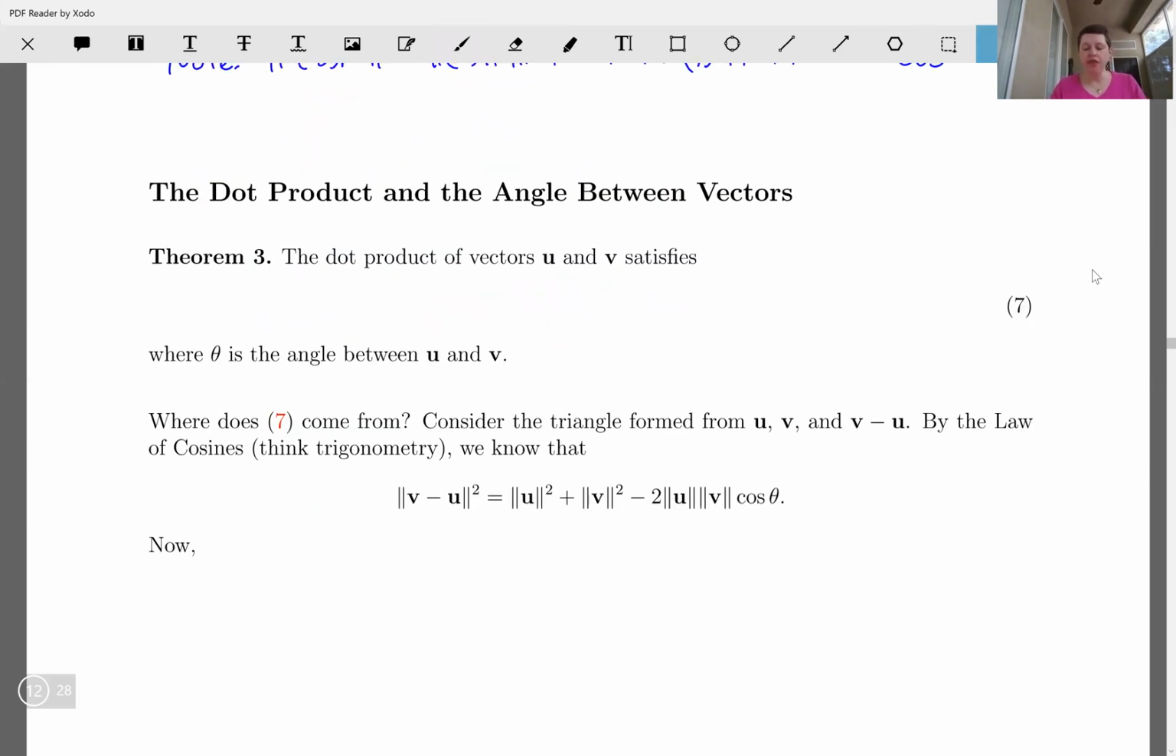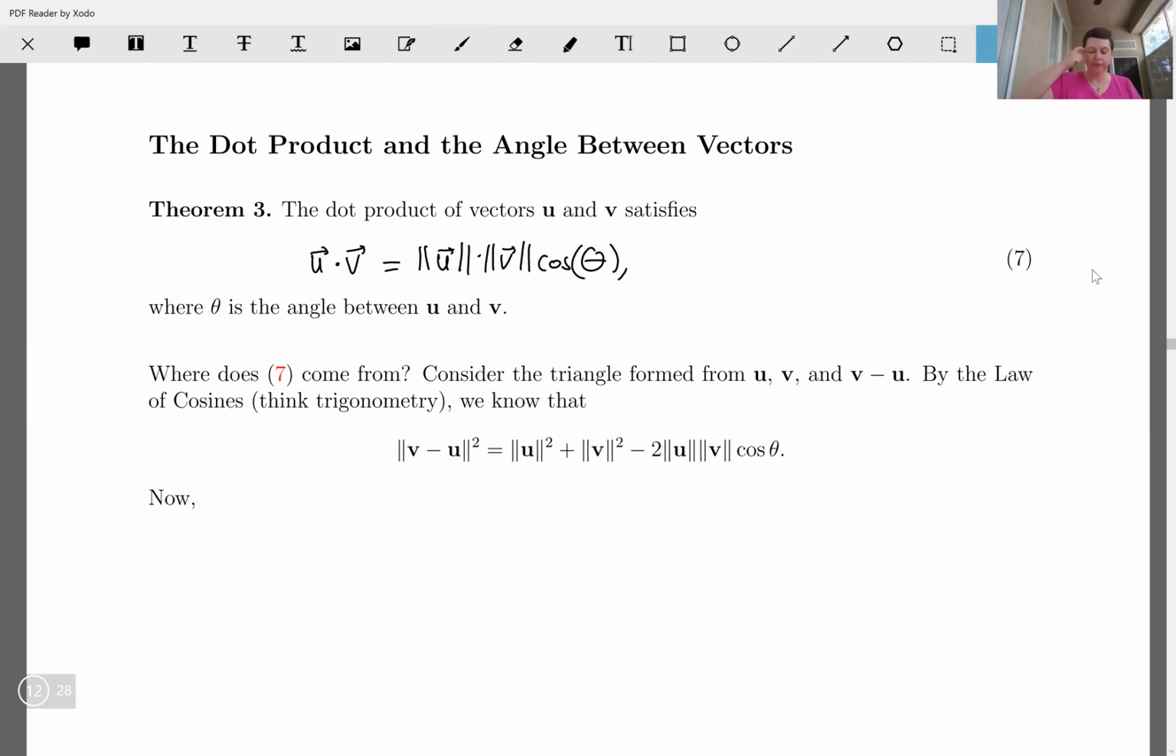Now, another cool, important fact about the dot product is that it satisfies this equation. The dot product of u and v is actually the product of the magnitudes of u and v times cosine of theta, where theta is the angle between u and v. Where does this come from? Well, this comes from thinking about making a triangle with u, v, and v minus u.